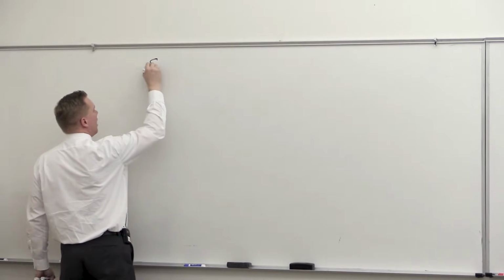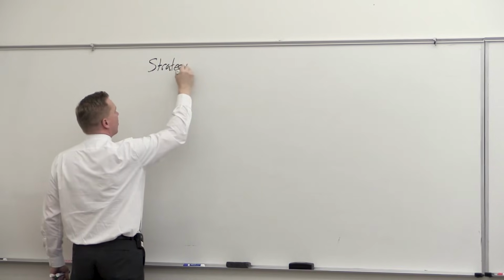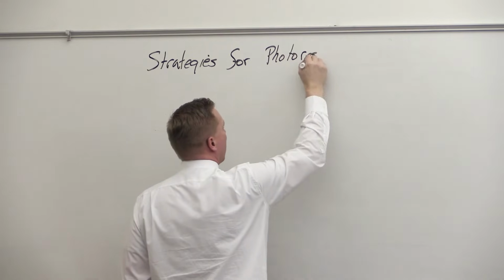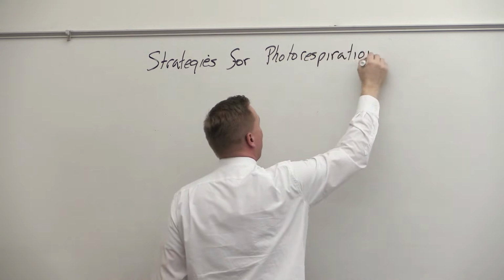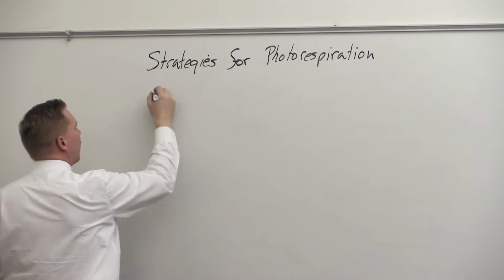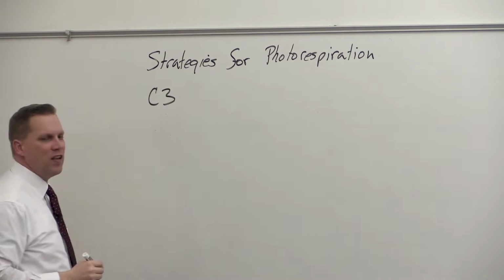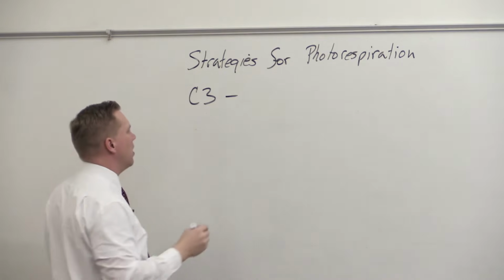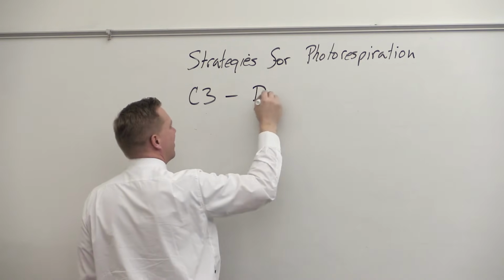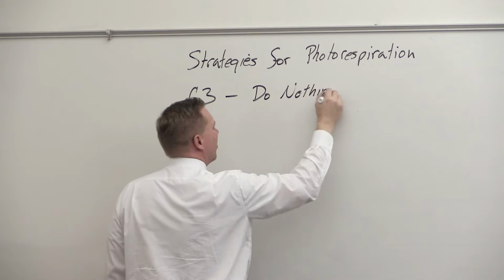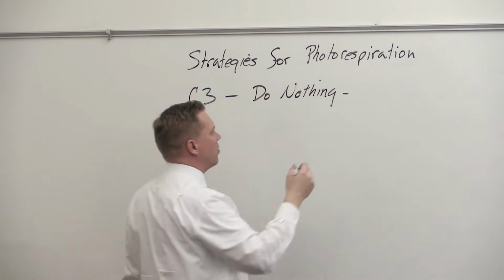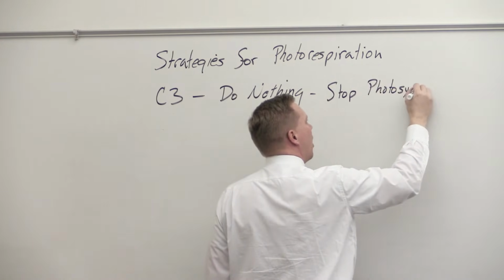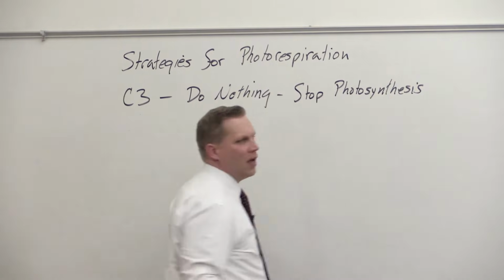So, solutions or strategies. Strategies for photorespiration. So, the very first strategy we refer to as a C3 strategy for photorespiration. And the C3 strategy is to do nothing. So C3 plants, they don't really have a solution. They just stop photosynthesis during the hottest parts of the day. They close their stomata and shut down photosynthesis.